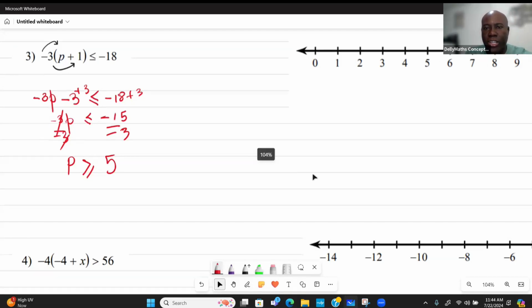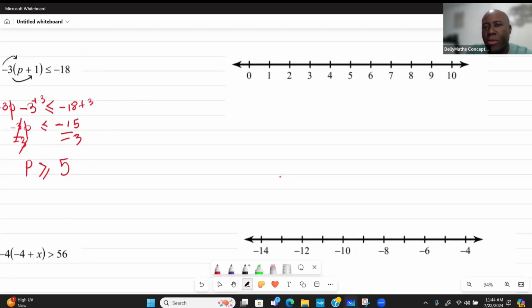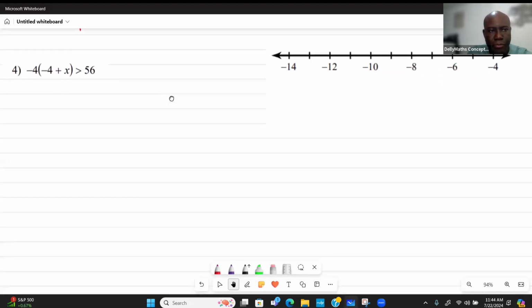So what we're going to represent on our number line here is that p is greater than or equal to 5. Again, because there's a bar underneath my inequality there, at 5, I'm going to have a closed circle like this. p must be greater than, so I'm going to point to the right. All numbers to the right of 5 will be greater than 5. So we're going to point in that direction. And that would have been where p is greater than or equal to 5. Let's see if we could do the last one here.